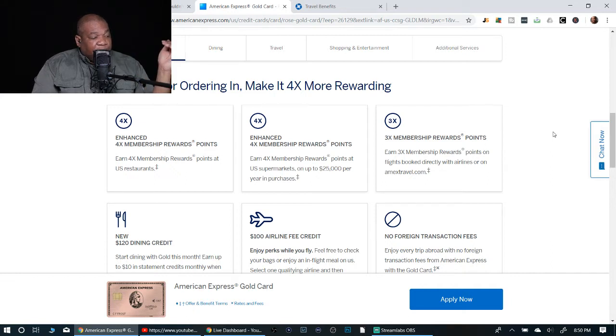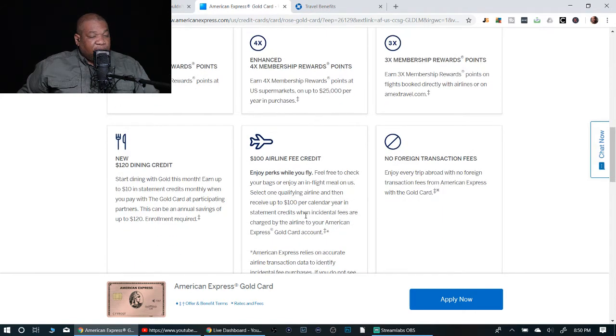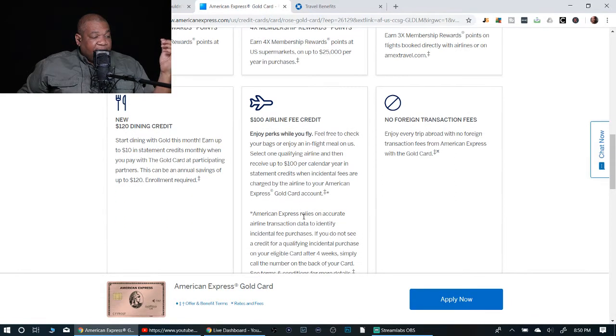Let's go over the $100. You have the $100 airline fee credit, which is good, and you have to designate the airline. So let's say I want to fly United, that's going to be my designated airline. So I'll get $100 credit for incidentals, which is really good.